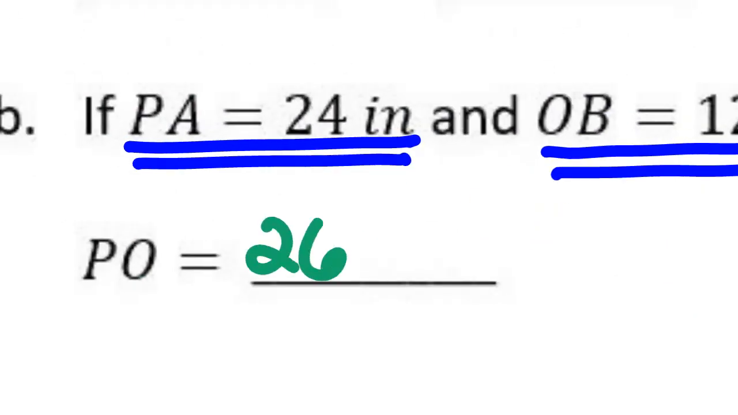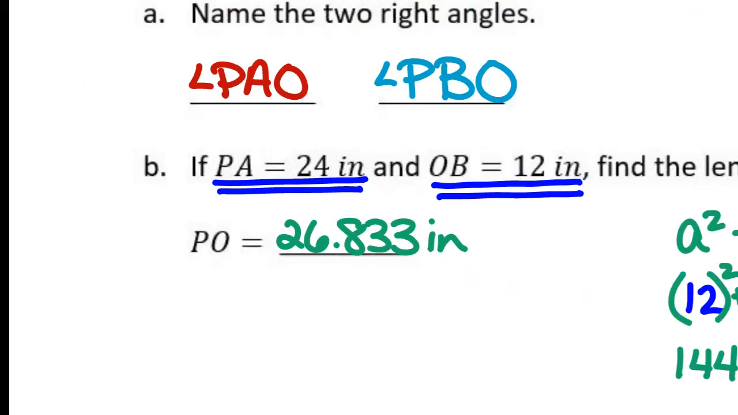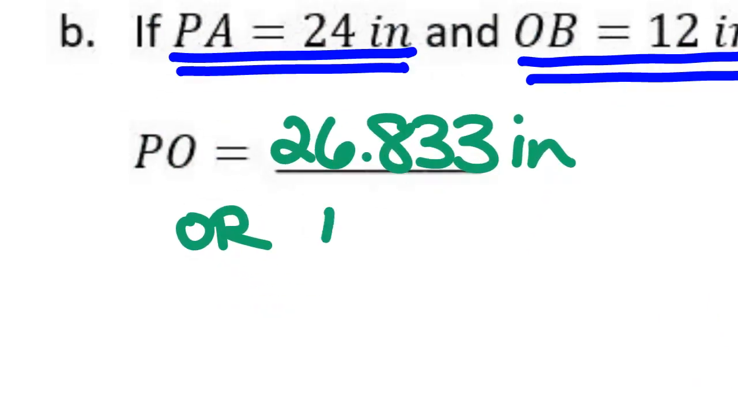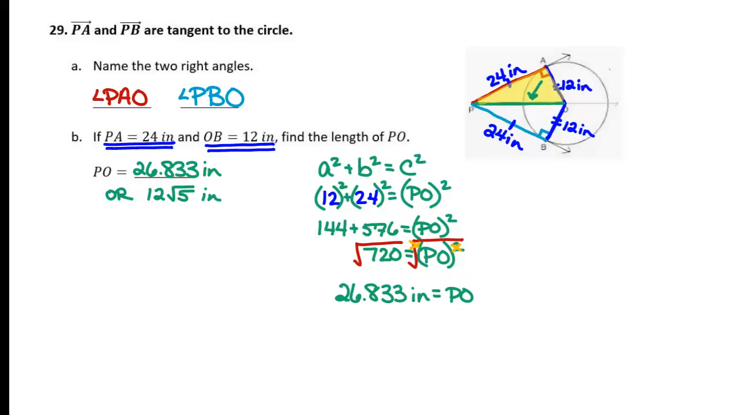So 26.833 inches. If the question asked for it to be in radical form, reduced radical form, that would be 12 square root of 5. If you guys want to see how to get 12 radical 5 as the reduced radical form, I'm happy to go over that with you guys when we get to the D lunchtime if you want to see that in detail. All right, Module 11.